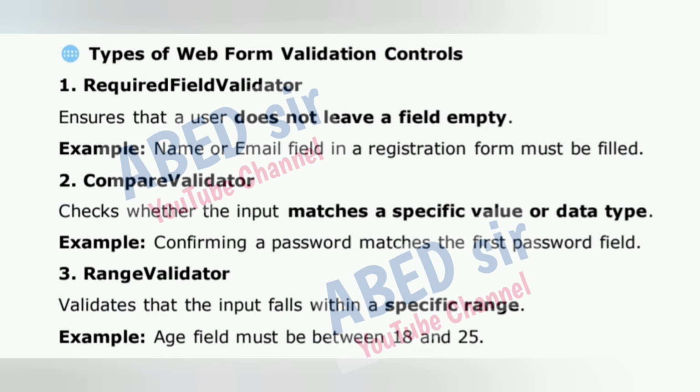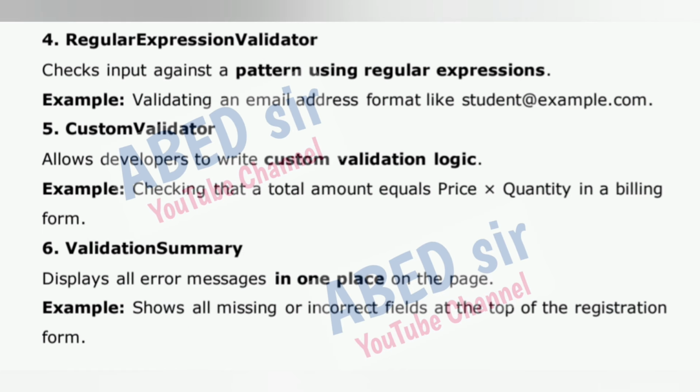3. Range validator. Validates that the input falls within a specific range. Example, age field must be between 18 and 25. 4. Regular expression validator. Checks input against a pattern using regular expressions. Example, validating an email address format like student@example.com. 5. Custom validator. Allows developers to write custom validation logic. Example, checking that a total amount equals price times quantity in a billing form.